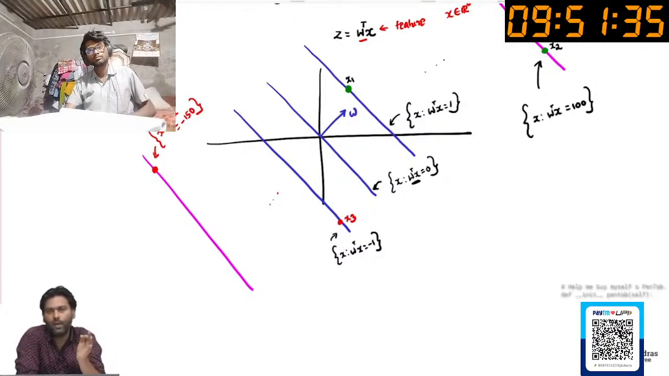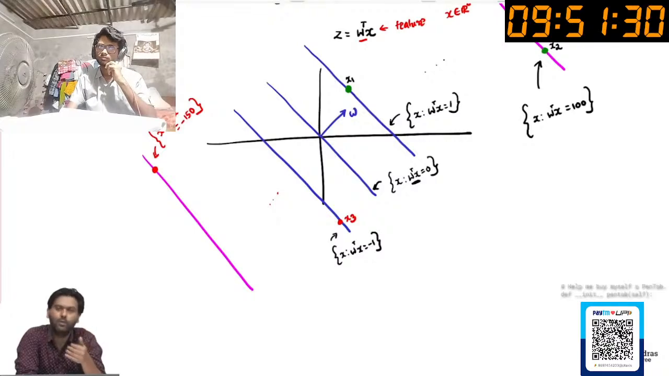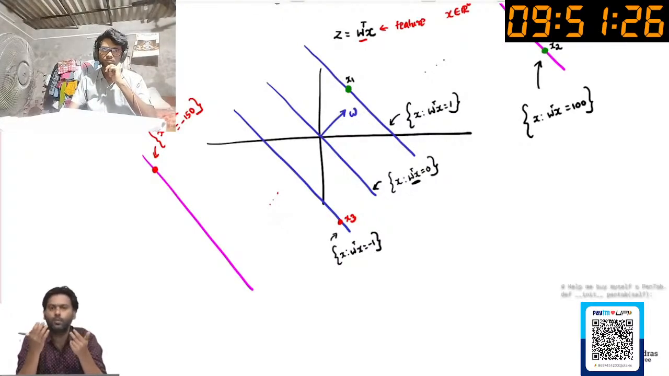So now I have to label x1, x2, x3, and x4, right? So I have to give you labels. Earlier, our assumption would say that I will just give you labels 1 for x1 and x2 and minus 1 for x3 and x4, and that allowed only linearly separable data sets. Now what I'm going to say is that I'm going to allow for labels to be both plus 1 and minus 1 for all points.